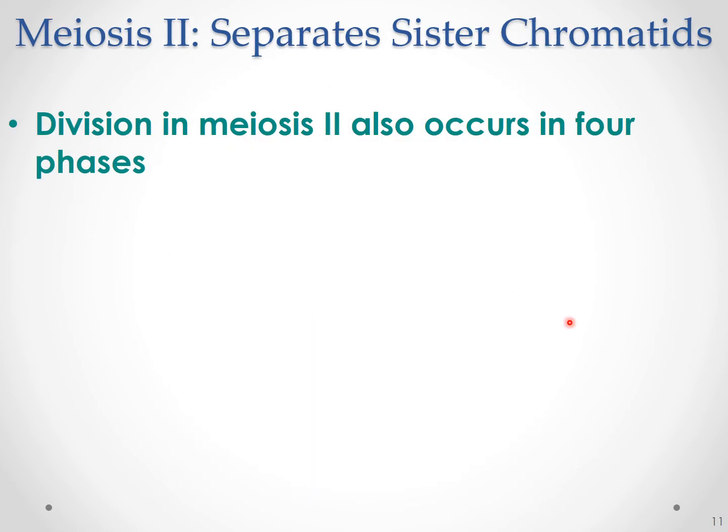Division in meiosis 2 occurs in a similar 4 phases, except they have the Roman numeral 2 associated with them. So instead of prophase 1, we have prophase 2. And then of course metaphase 2, anaphase 2, and telophase 2, until we end up with the 4 gametes that we're going to have after both divisions have occurred.